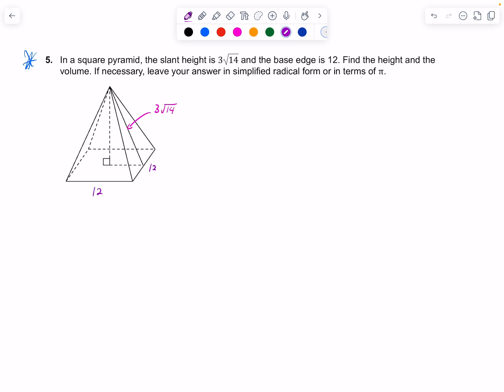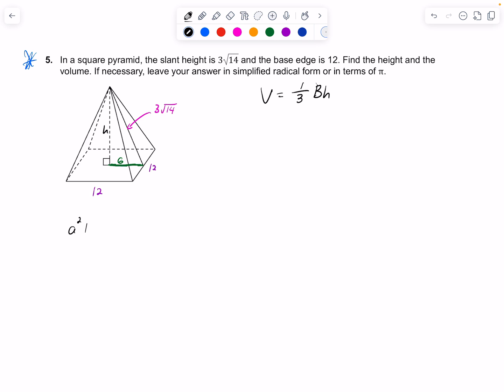Now, if you look inside here, we can see this dotted line for that base. That is going to be half, so that's going to be 6, and we have created a right triangle inside that pyramid. The reason this is important is because to find the volume for a square pyramid, it's going to be 1/3 times the area of the base times the height. So we do need to find that height. This h will allow us to figure out the volume. So we'll do it over here.